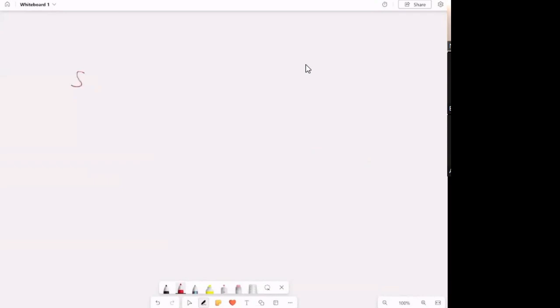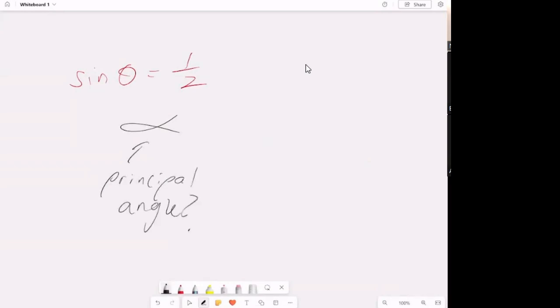Remember when we have sine theta equals to half? I'm not sure whether you all use alpha, but at least what I learned is that alpha is the principal angle, I think it's called. I can't remember already. So we take sine inverse half, which is pi over 6. So this is our thing.